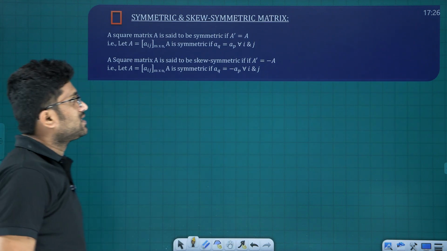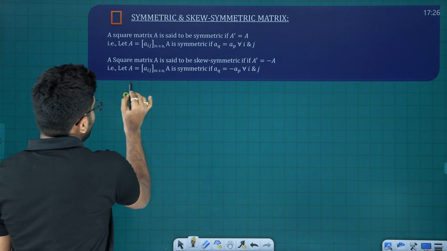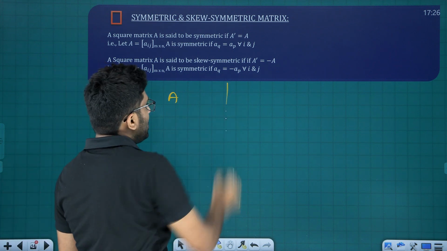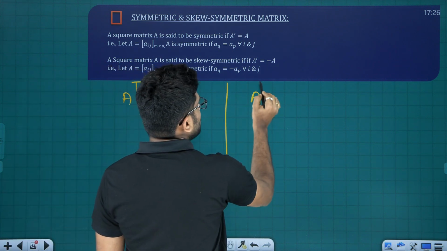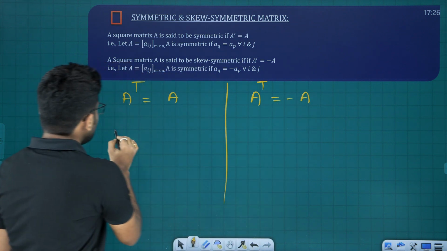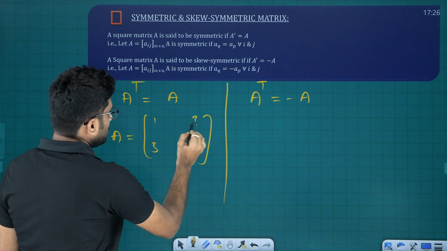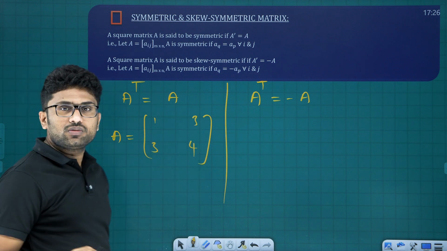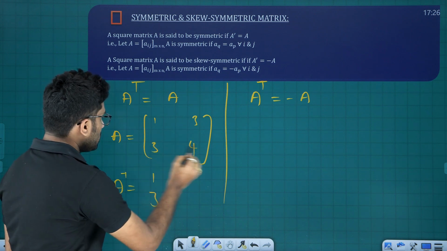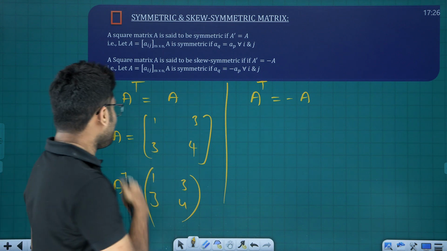Next, symmetric and skew symmetric matrix. In simple words, a square matrix A is said to be symmetric if A transpose is equal to A. That's it. A square matrix A is said to be skew symmetric if A transpose is equal to minus A. Example of a symmetric matrix: see, [1, 3; 3, 4]. Now A transpose has first row 1, 3 and second row 3, 4. Now we got the same matrix. Such matrices are called symmetric matrices.